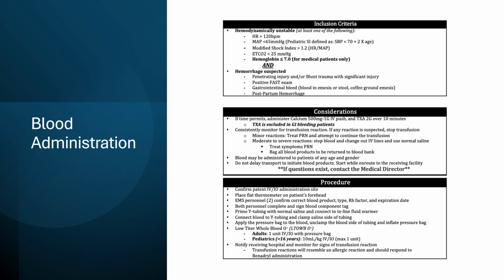If your end-tidal CO2 is less than 25, why? Why would our end-tidal CO2 guide us on blood? Well, if you don't have blood, you have decreased cardiac output. If you have decreased cardiac output, you have decreased blood delivery to the lungs. You have decreased CO2 coming out of the lungs, right?